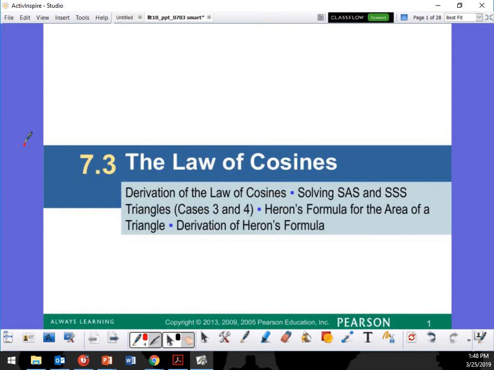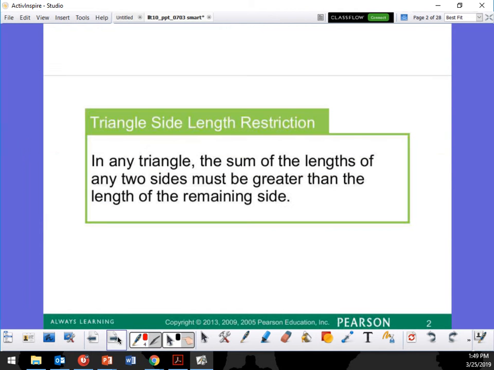All right, law of cosines. Now, when we were talking about those other ones, we actually had certain types of triangles, right? Okay, so law of cosines is going to be SAS and SSS, side-side-side. So it just depends on the type of triangle that we have to solve it.